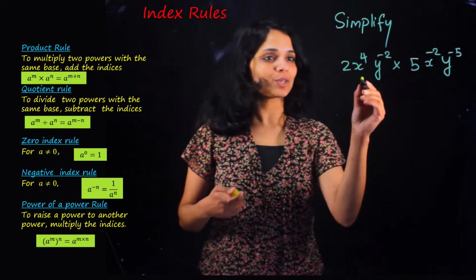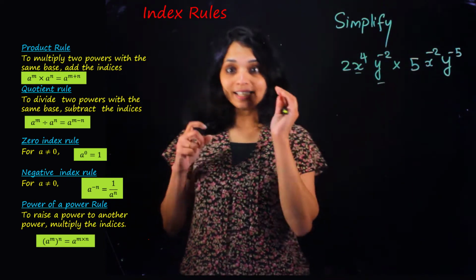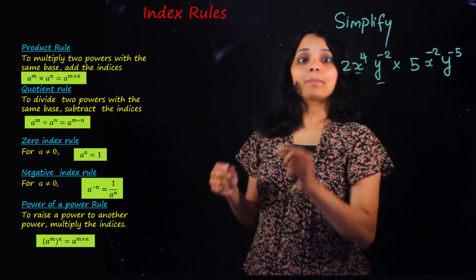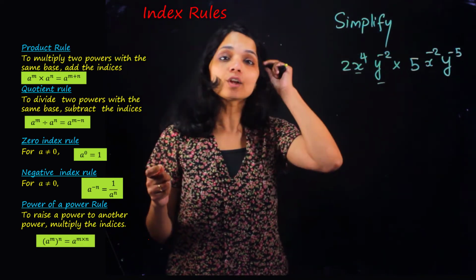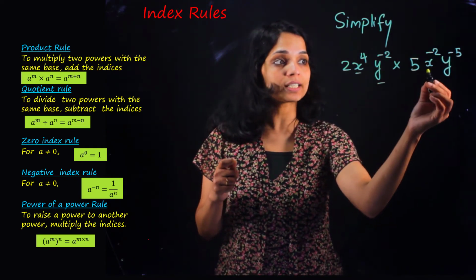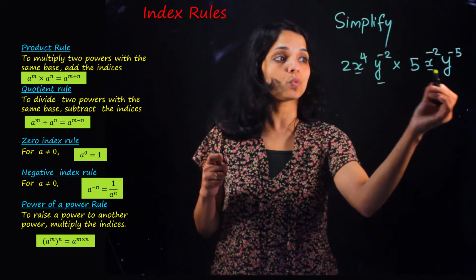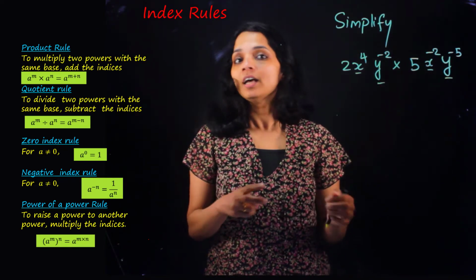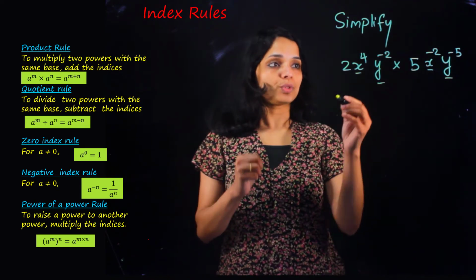If you look at this question, you can see that there are two different variables, x and y. The index rules all apply only if the bases are the same. So we can only apply the multiplication rule for the same base. You can simplify these two x terms together, and you can simplify these y's together. And we cannot do anything to the x and y together. Okay, let's do that now.